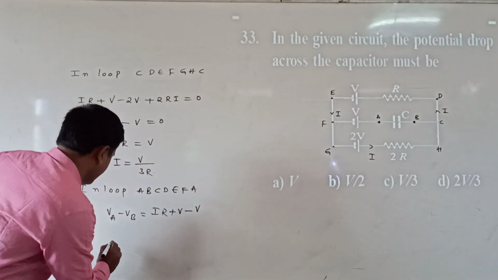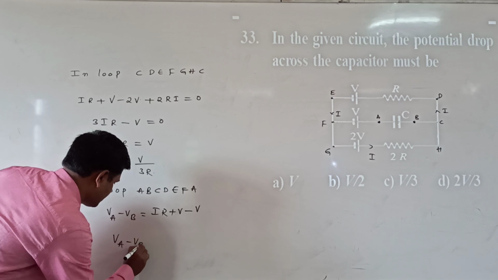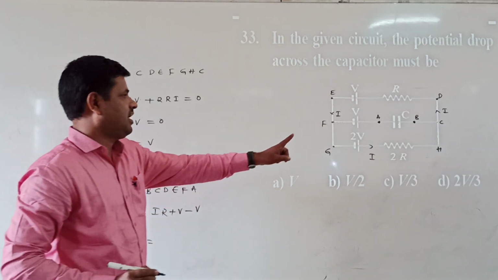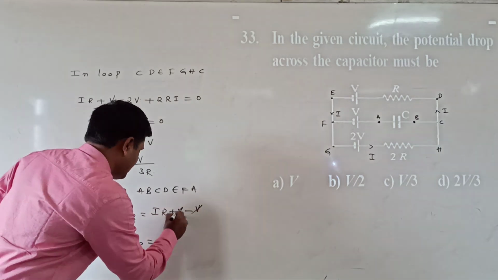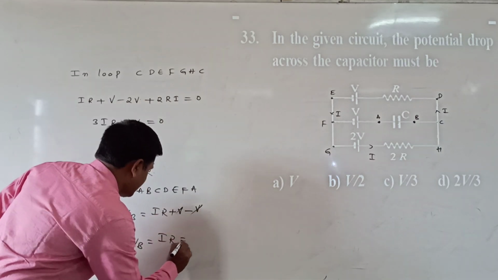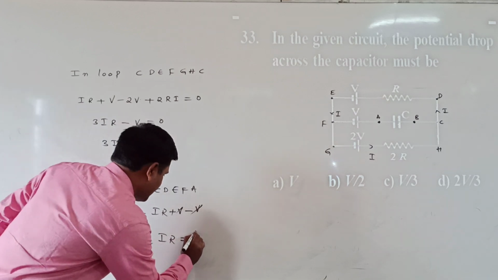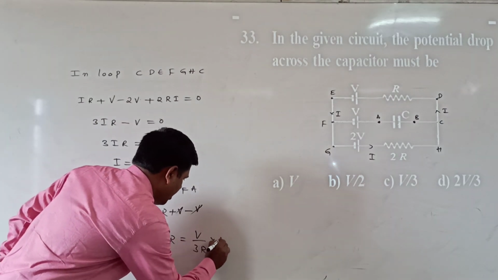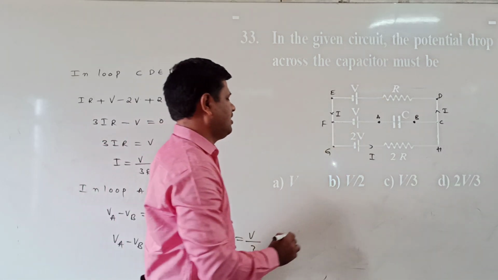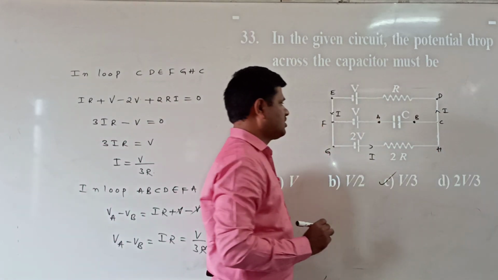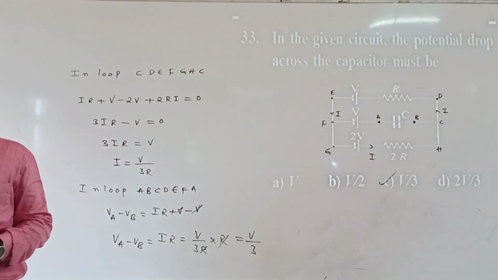Now what are we getting here? The potential difference across the capacitor, VA minus VB. Between A and B we place the capacitor C. VA minus VB is equal to, VB getting cancelled, IR, and I already have V by 3R, into R. R gets cancelled. The value we get is V by 3. The potential drop is V by 3. Which option is correct here? Option C is correct.